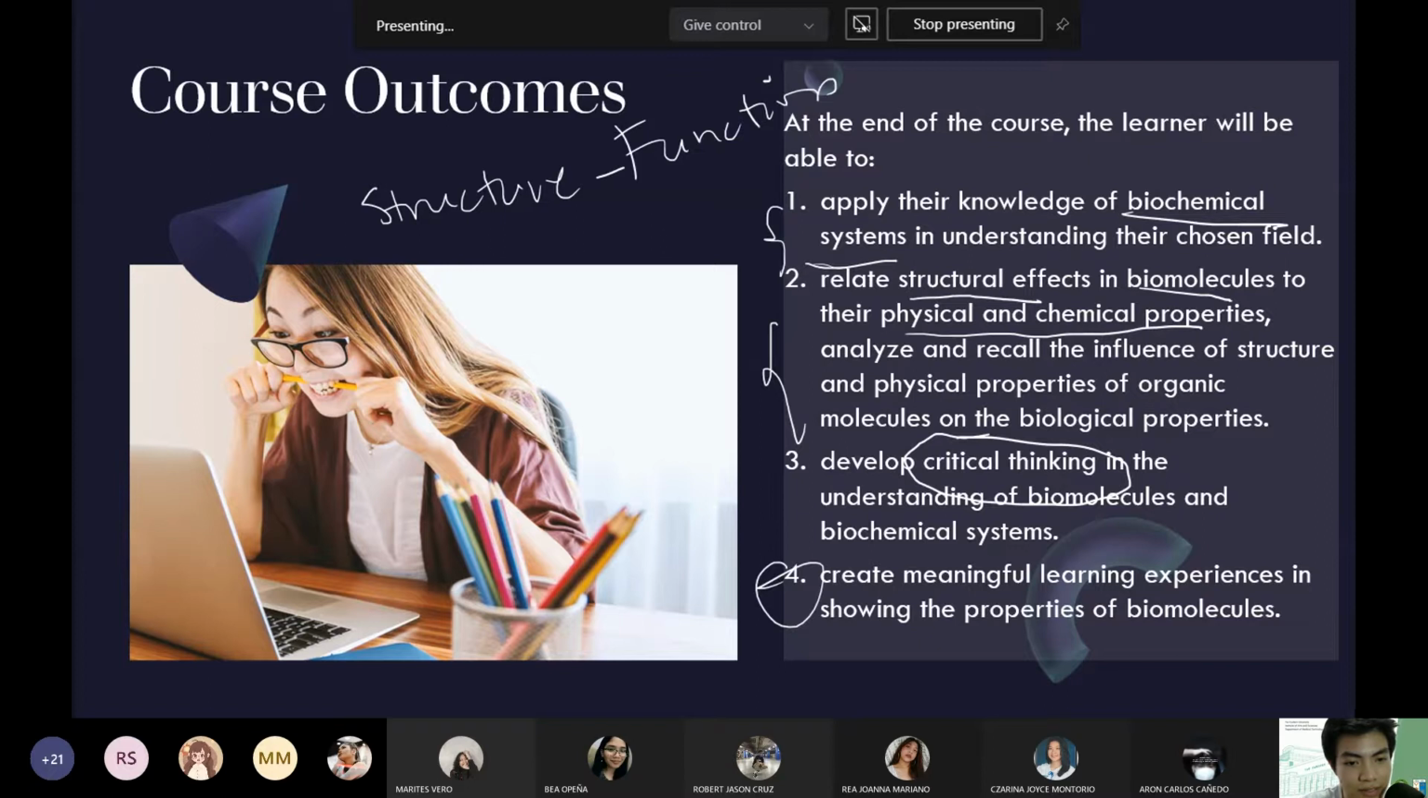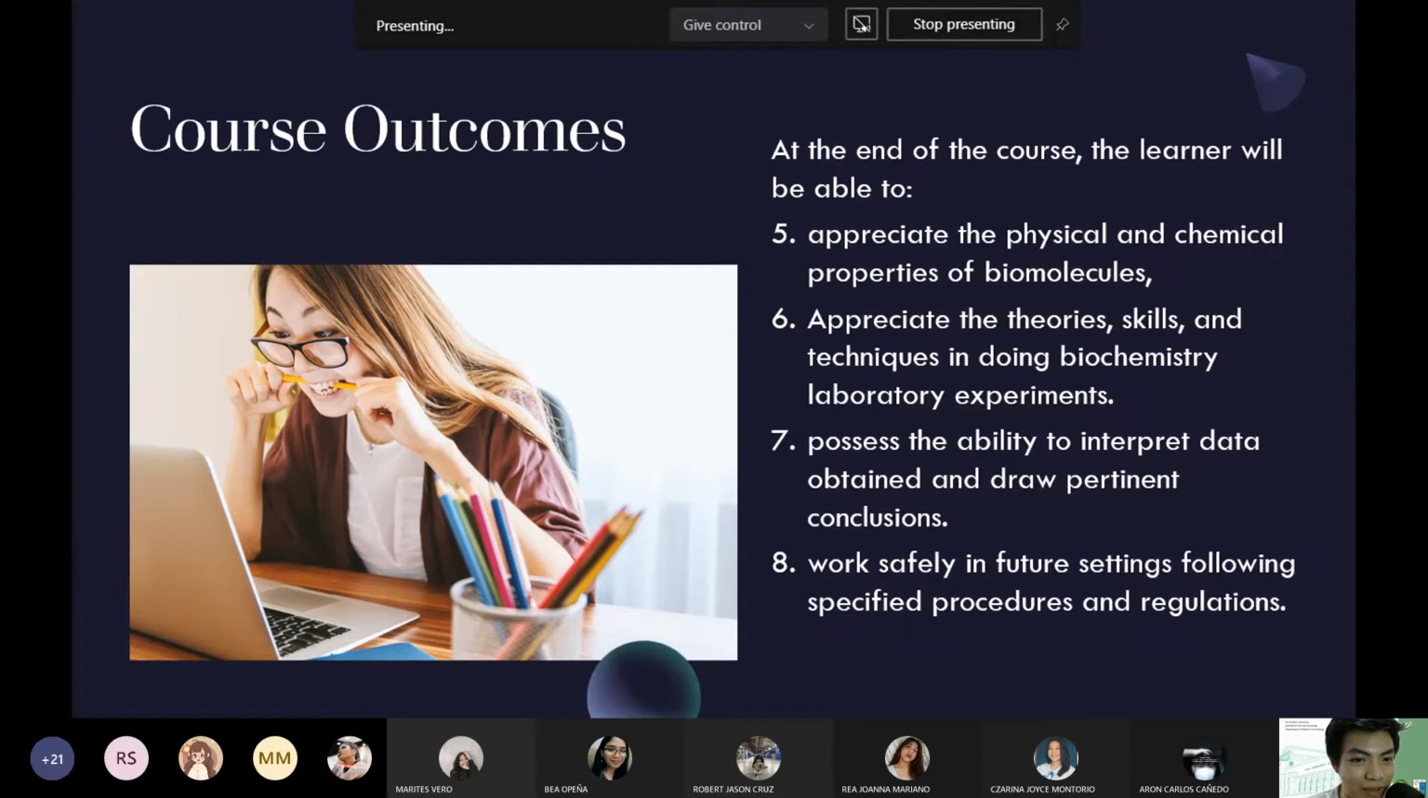And last one, just to create a meaningful learning experience by showing properties of biomolecules. Okay? Marami pala to. Puro theories na yun. Hindi ko na babasahin na. You can look that up naman sa Canvas.